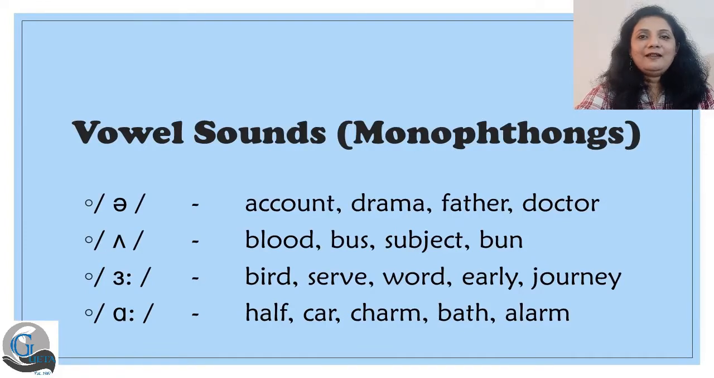All right. Let's move over to the next one. It is written with A and 2 dots, and the sound is the long A, in words like half, car, charm, bath, alarm.